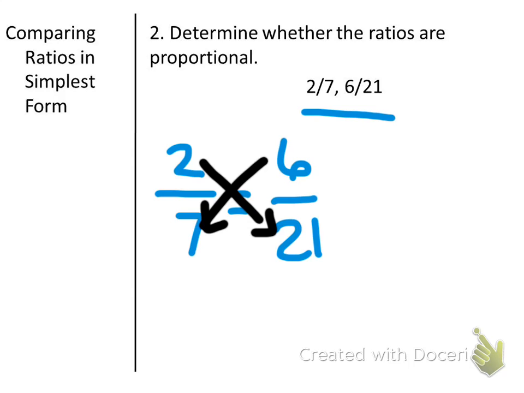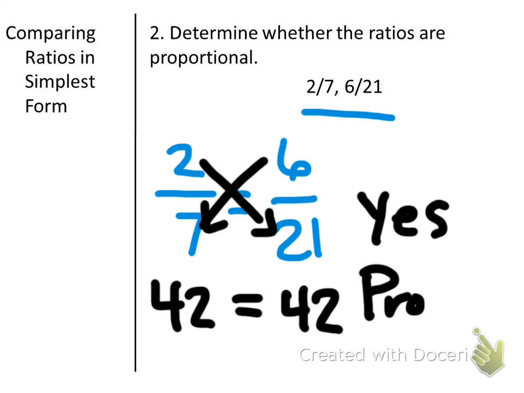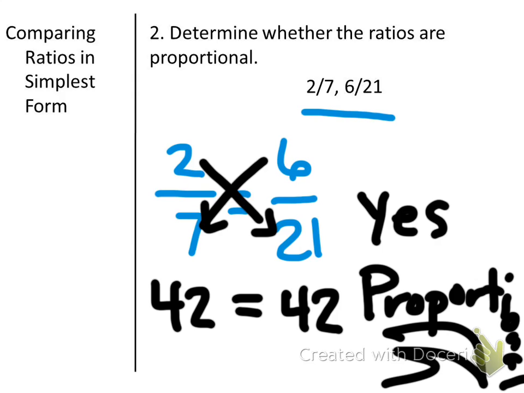So we're going to multiply 2 times 21 is 42, 6 times 7 is 42. Are they equivalent? Yes. So yes, they are proportional. I want you to make sure that you write this in your notes. Yes, these 2 ratios are proportional.